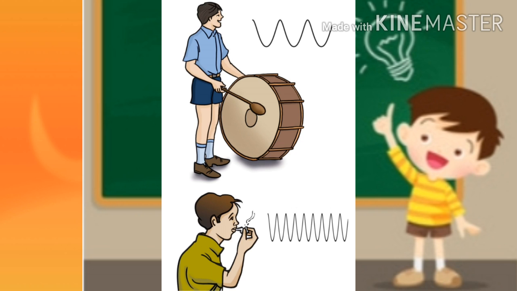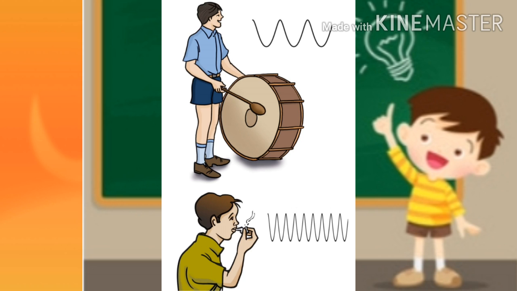For example, again I am taking the example of a drum. It vibrates with a low frequency. Therefore, it produces a low pitch sound. On the other hand, a whistle has a high frequency and therefore produces a sound of higher pitch, right? You can observe this in figure number 9.18.